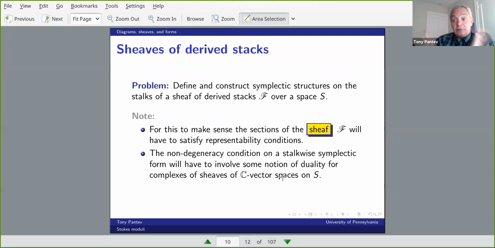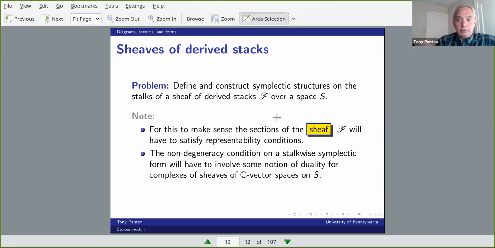So I'm switching gears now. I'm going to talk about constructing these relative symplectic structures and understanding them first and then constructing them in some explicit way. So the problem is to start with a sheaf of derived stacks over a topological space S. I'm calling the sheaf F. And you want to describe the notion of a symplectic structure along the stalks.